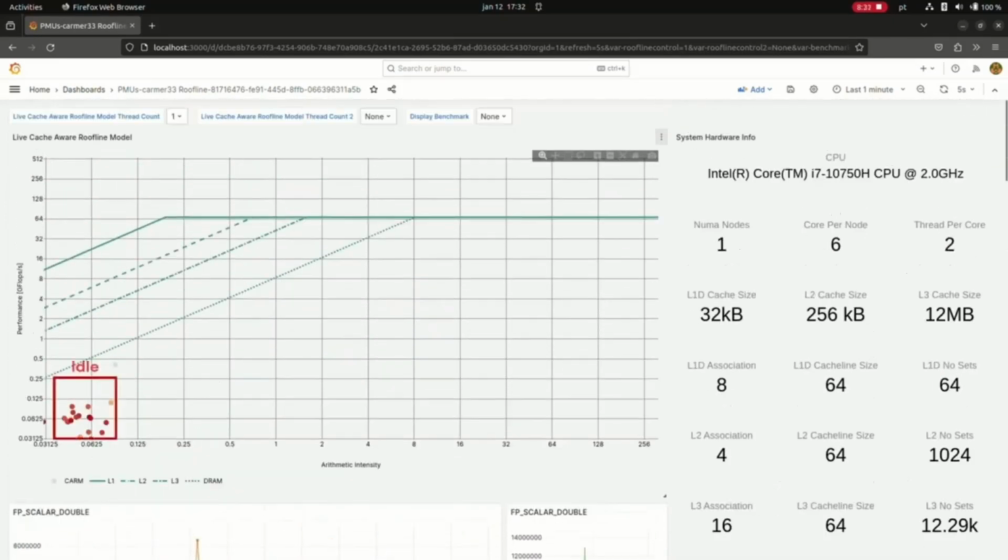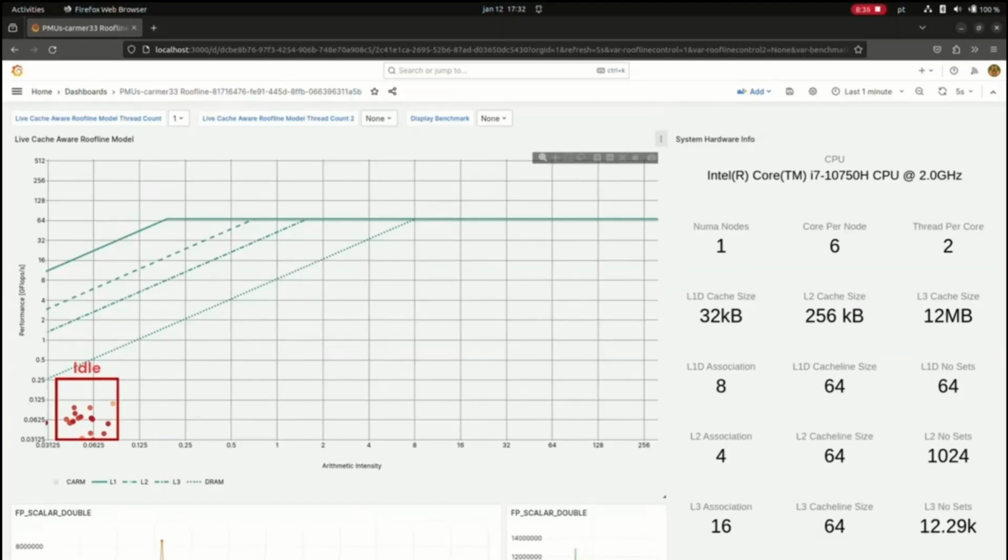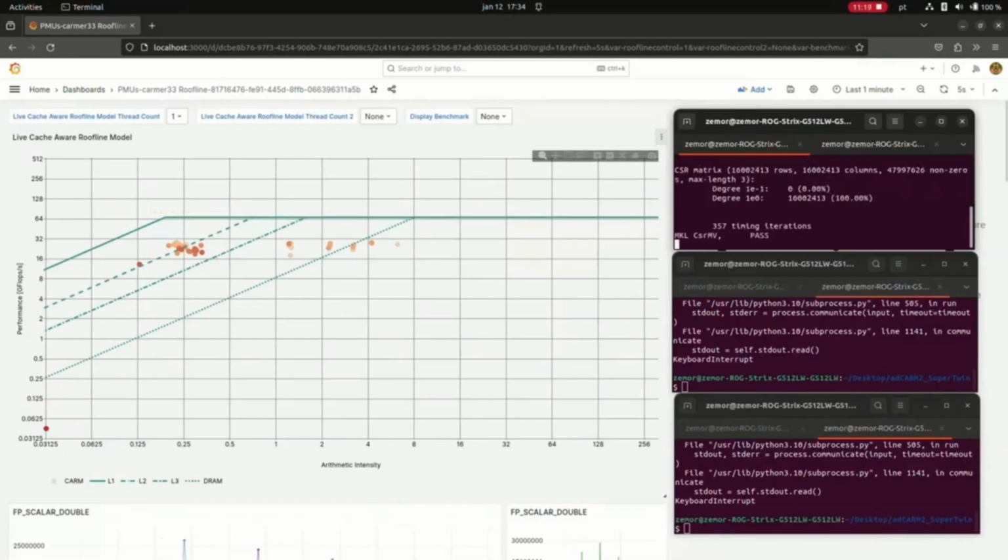As you can see, we don't have a lot of movement here in the graph, but I will now start up an SPMV algorithm implementation, in this case Intel MKL SPMV on an original matrix, and we should observe some interesting movement in the graph. So as you can see here, we have some dots showing up.